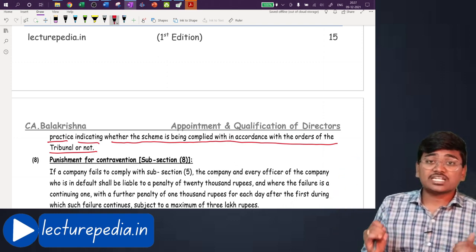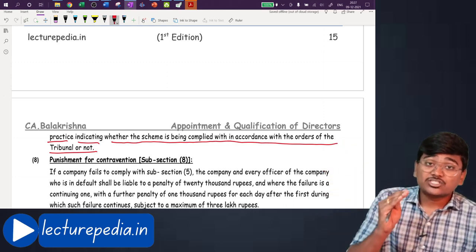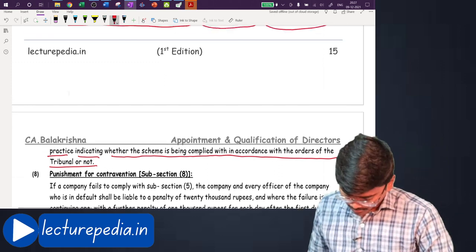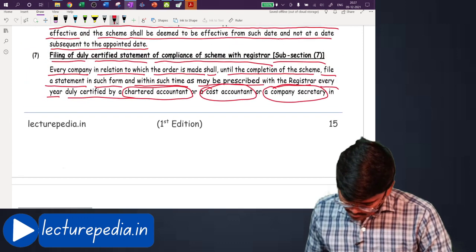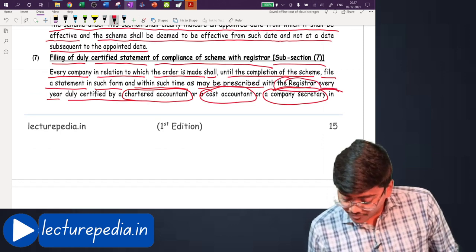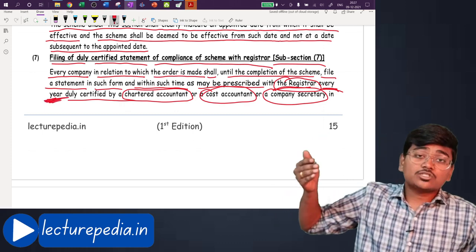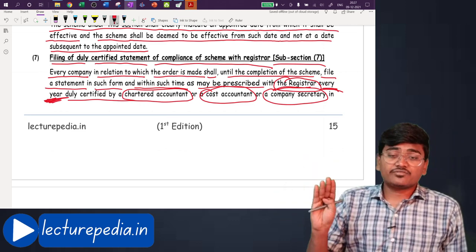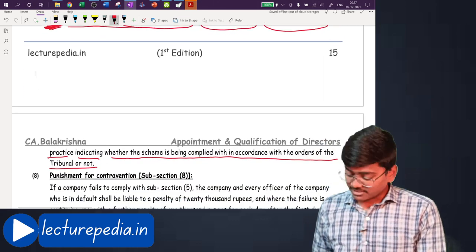This kind of certificate has to be taken from a chartered accountant and has to be submitted to registrar. Is it registrar or tribunal? Okay, it is registrar. It has to be filed with registrar every year until the implementation of this amalgamation has completed. Every year this kind of certificate has to be filed with the registrar. That is subsection 7.